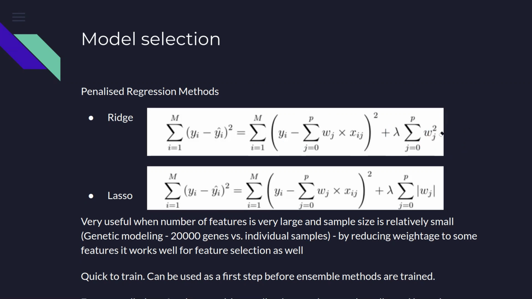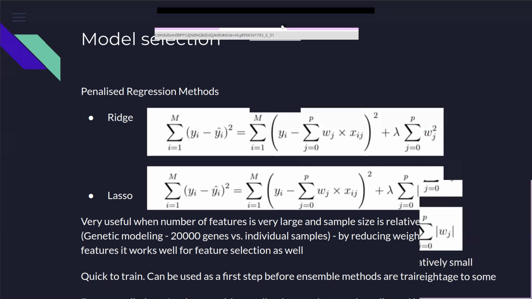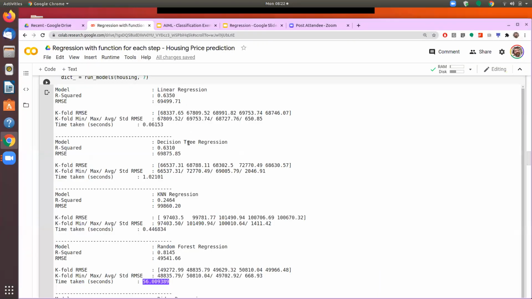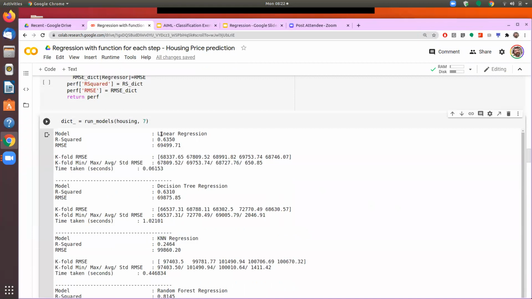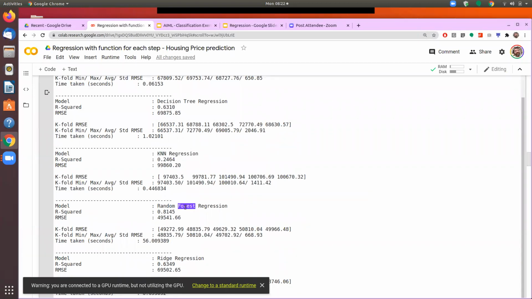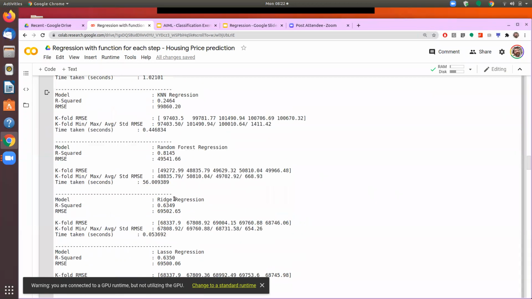If we take the square of the weight as the penalty, then it's called a ridge regression. If we take the absolute value of the weight as penalty, that's called the lasso variation. So if you see, we had experimented with these models. We have talked about the linear regression, how it works. We have talked about decision tree, how it works. We have talked about KNN regression, K nearest neighbor, how it works. Then we went into the random forest, which is a variation of the tree or the decision tree process. Then we talked about the ridge regression.